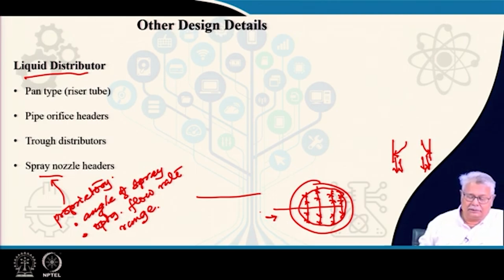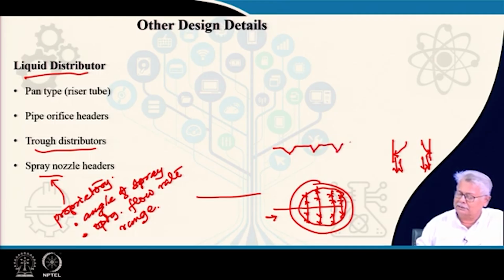Now, what I do is, you have the other type of distributors, which are the trough distributors. What is a trough distributor? It is normally used in case of reasonably large towers. You have a trough which looks something like this. I will just draw part of it.